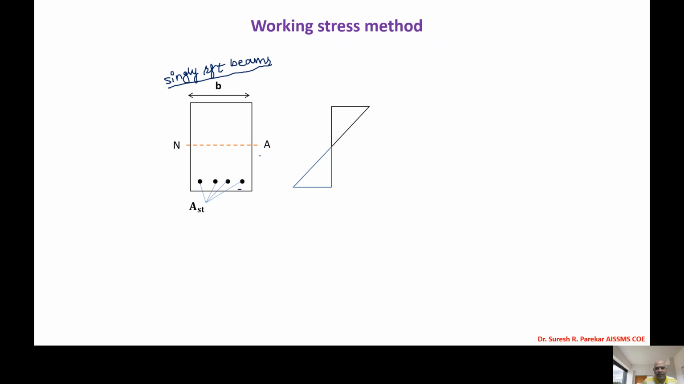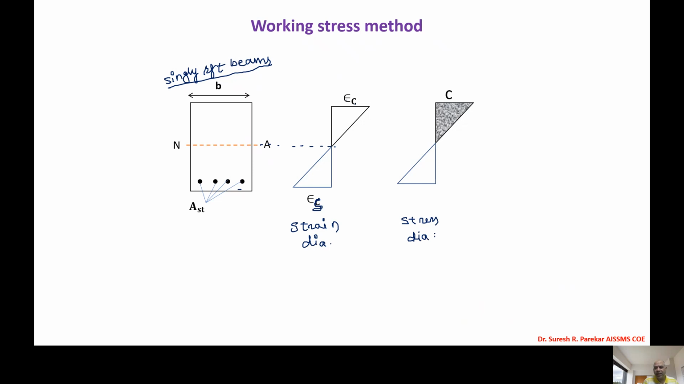Now if we see the strain diagram for this, it is triangular, and we have the strain in concrete and the strain in steel. So we have epsilon S, the strain in steel, and epsilon C, the strain in concrete. So this is the strain diagram. Now in the working stress method, the strain and stress diagrams are similar. So we have this as the stress diagram.